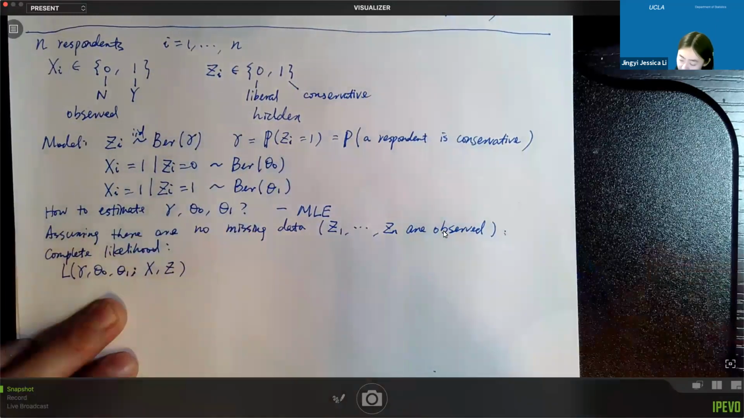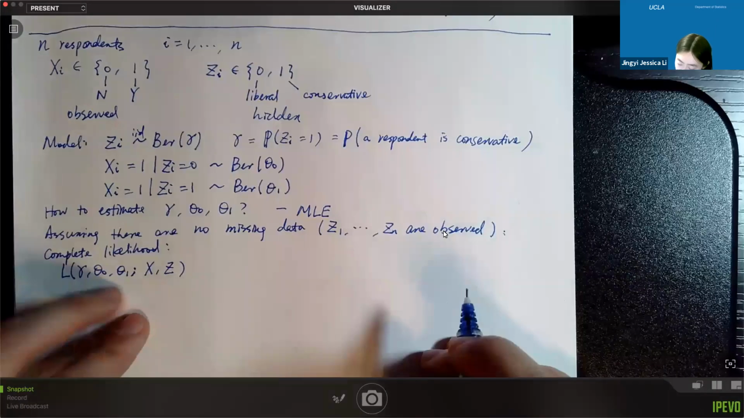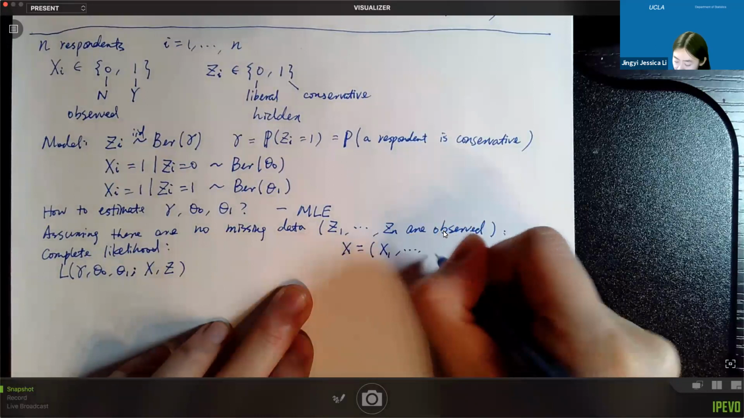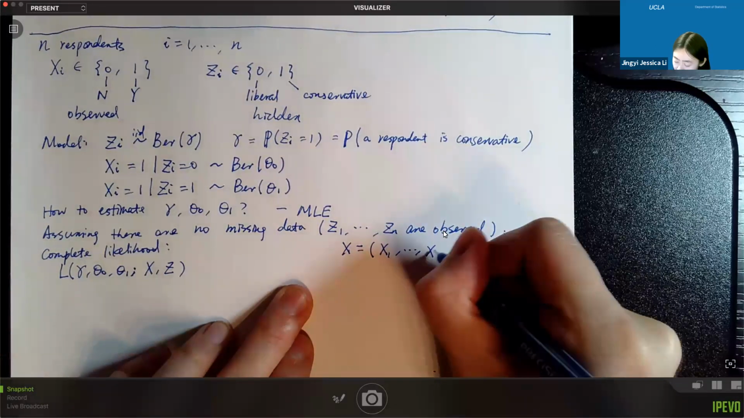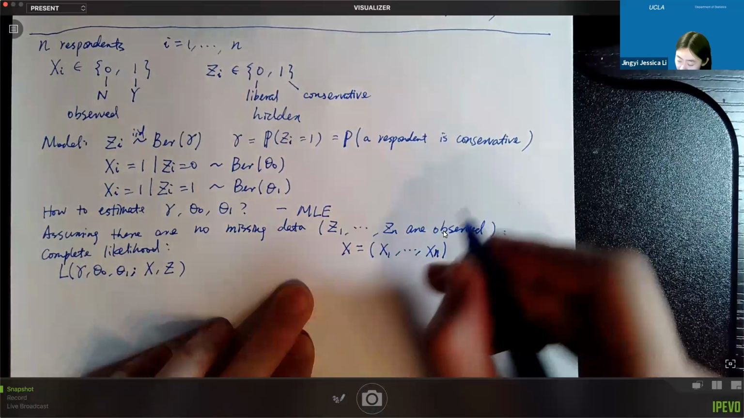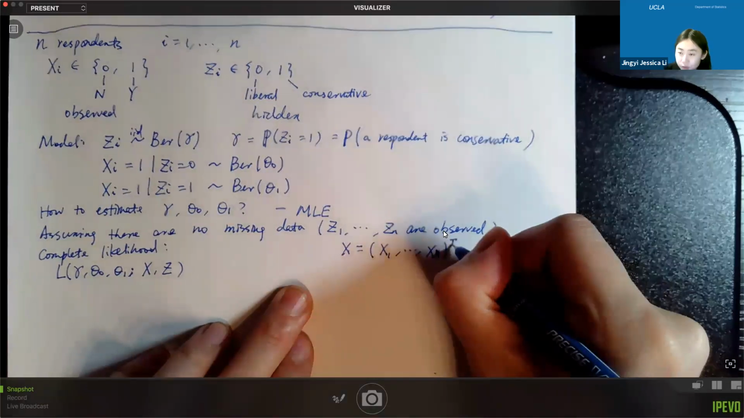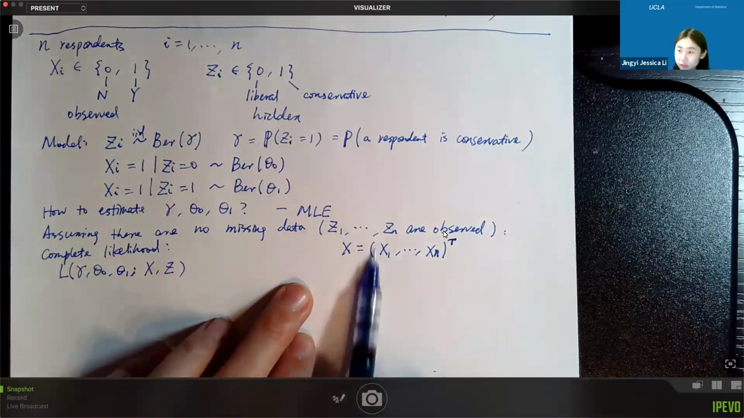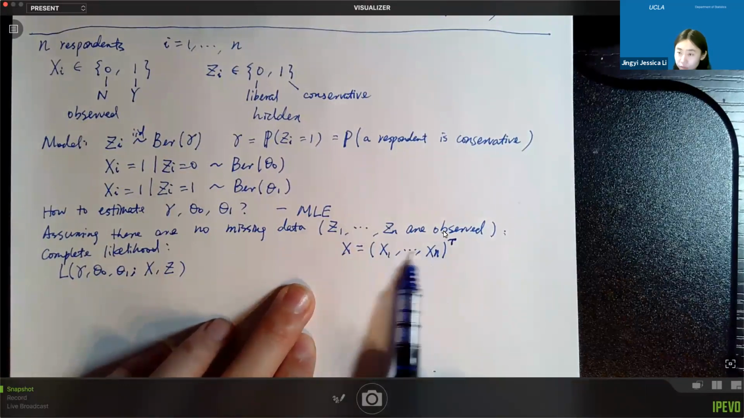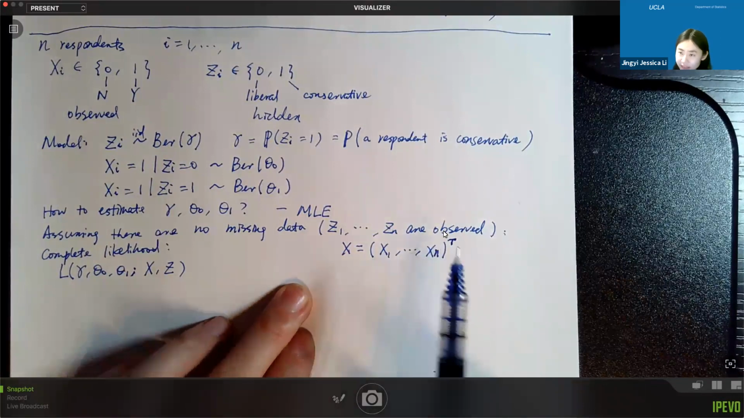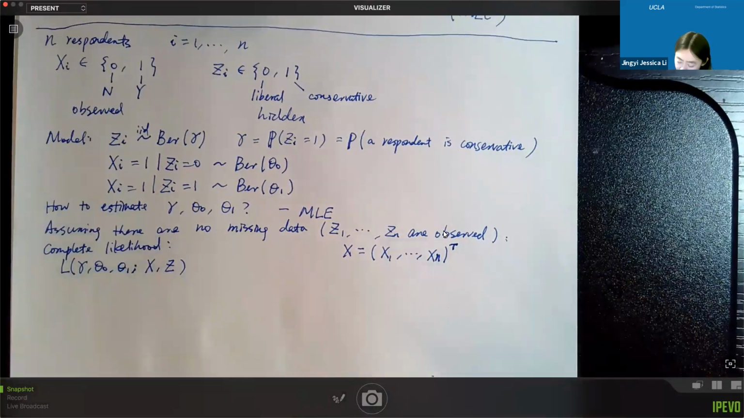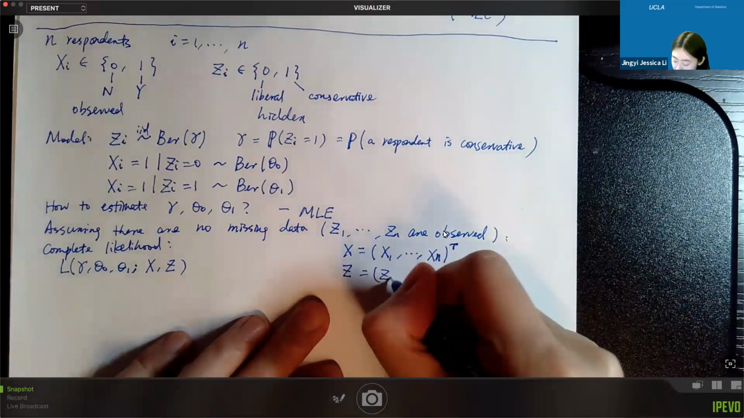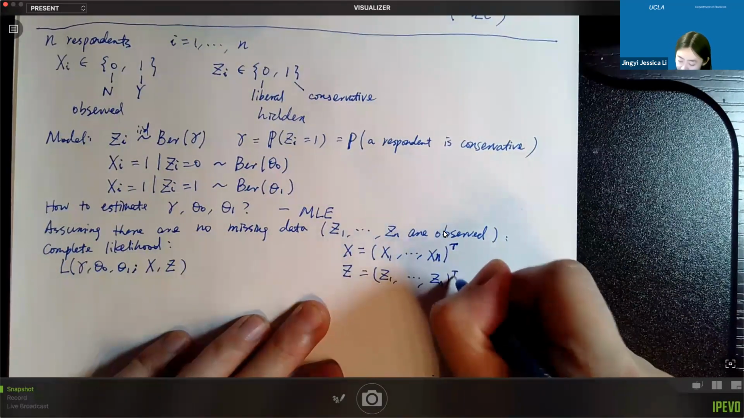Let me give you this notation. I write x as our vector of observations of the votes: I put x1 to xn into a vector. Usually you will see people write this with a transpose, because in many mathematical books we assume a vector is a column vector. So if you write it in a row, you put a transpose to mean that it's actually a column vector. And also for z, we put z1 to zn into a vector and call that z.